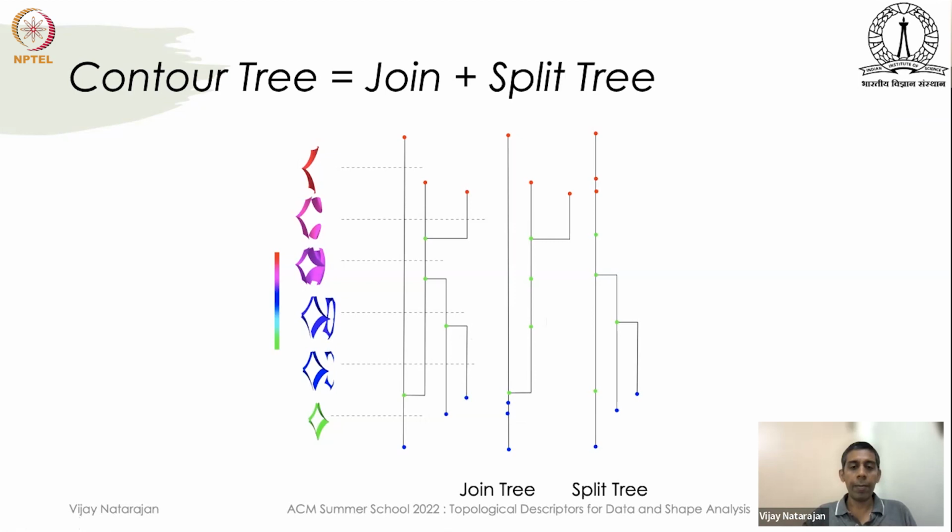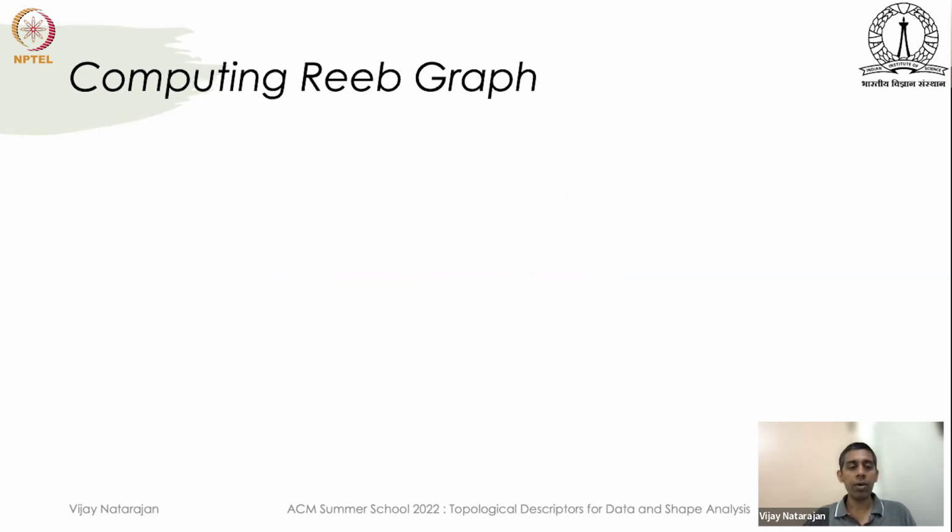Right? And I wanted to introduce this because several data structures for storing arbitrary surfaces, which have different genus and so on, also use an idea like this, where they take the original representation and represent it as a collection of trees. This allows for fast changes to the representation, because you have trees, it's easier to modify them. Okay, so the join and split tree together form the contour tree.